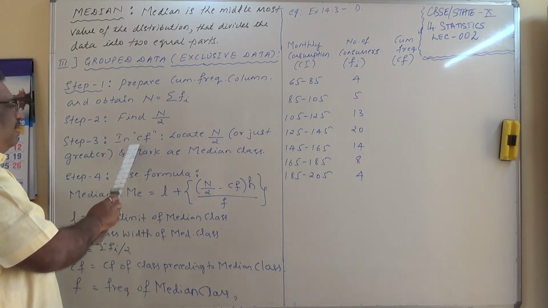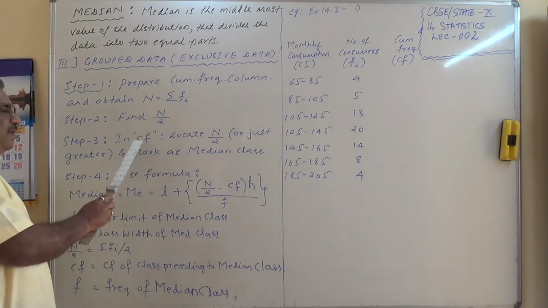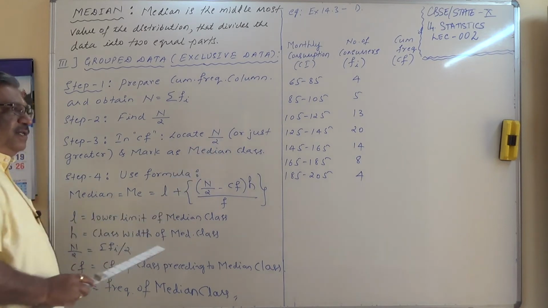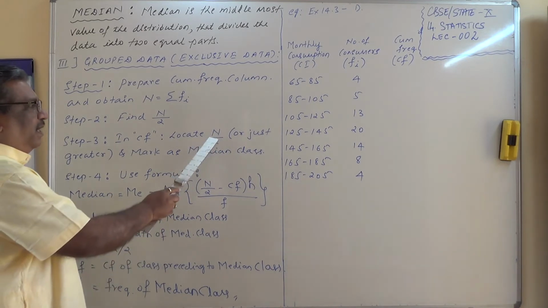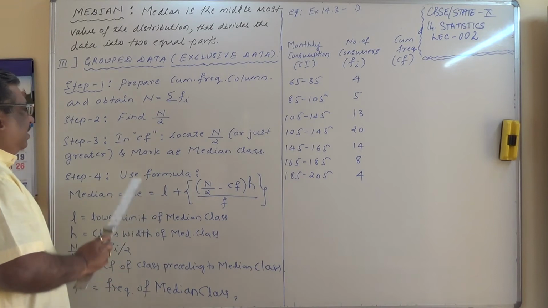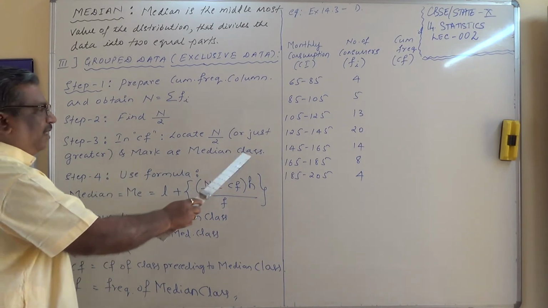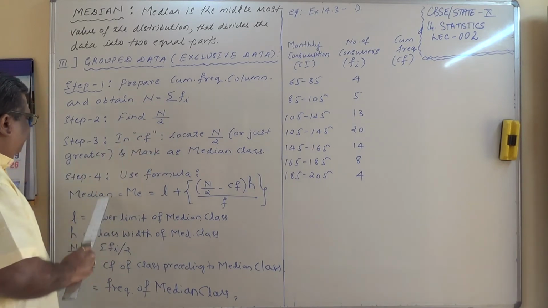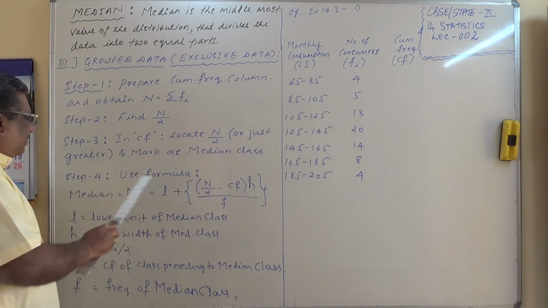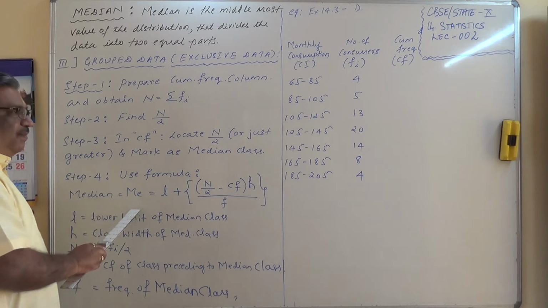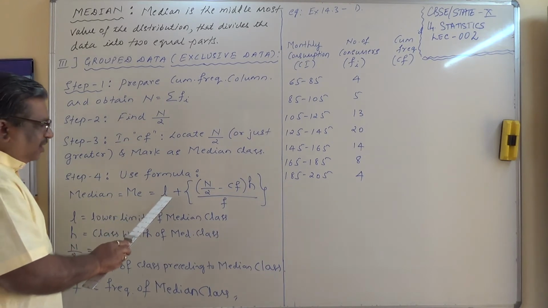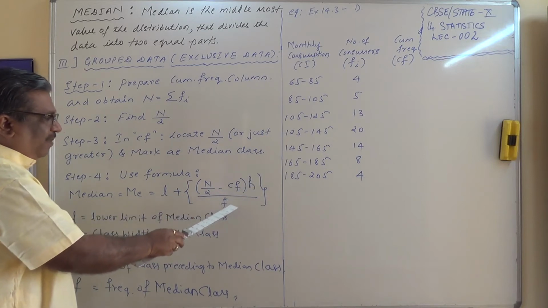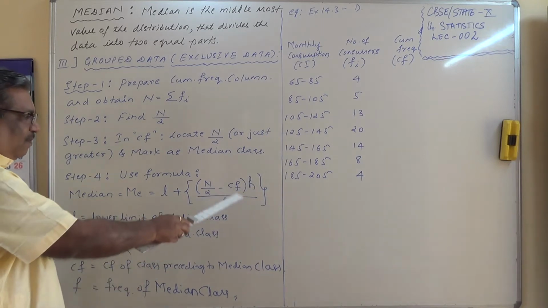Step 3, in the CF column, the cumulative frequency column, locate n by 2. If n by 2 is not exactly available, then locate just greater than n by 2 and mark the entire row as the median class. Step 4, use the formula to calculate the median here. Median is represented by M, which is equal to small l plus ((n by 2 minus CF) into h) divided by f. What are these parameters?